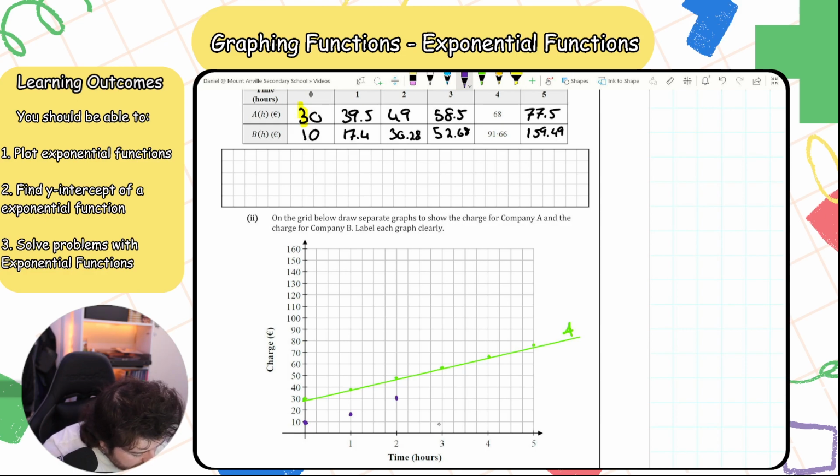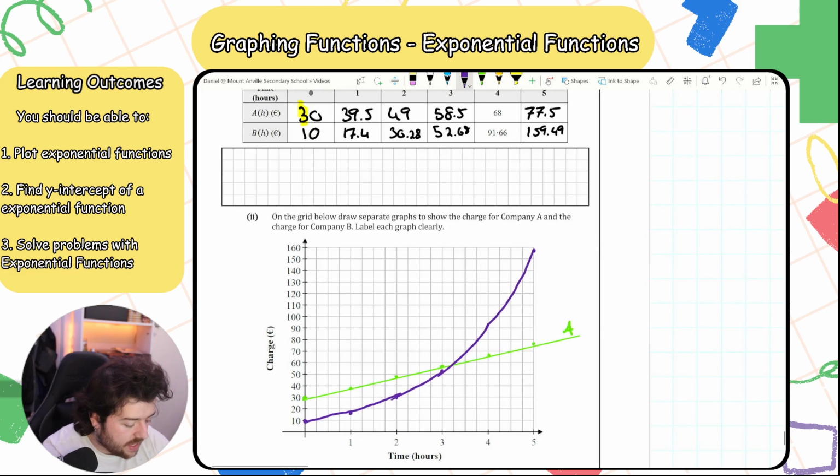Like 3 hours, they charge 52. And so that'll be around here. 4 hours, they charge 91. After 5 hours, they charge 159.49. So like literally all the way up there. There you go, and that is company B.